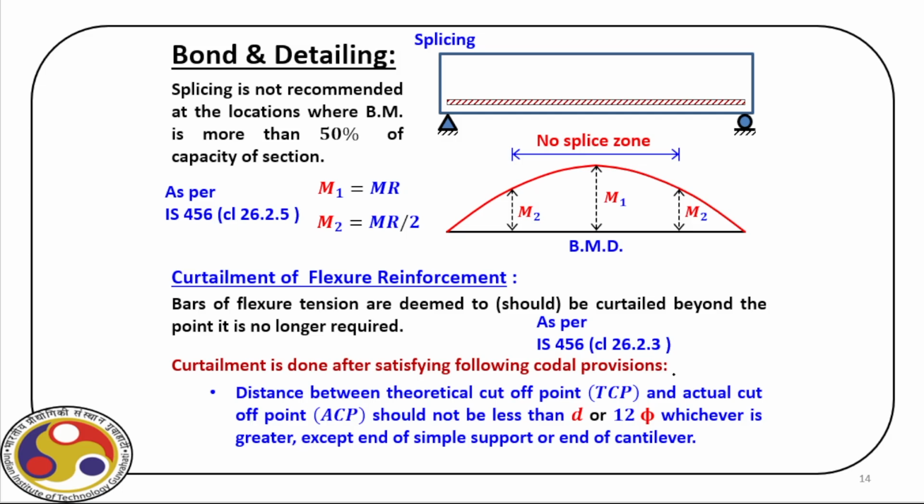Now you can see we started with this example of a simply supported beam where we have the maximum bending moment at the middle, and as we go towards the end, the bending moment reduces. You can see here M1 is the bending moment at the middle, and M2 are the bending moments at these 2 points as we go towards the end. Obviously, the steel requirement at the point where we have M2 is much less compared to M1.